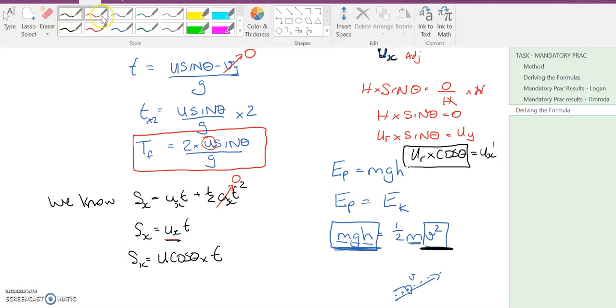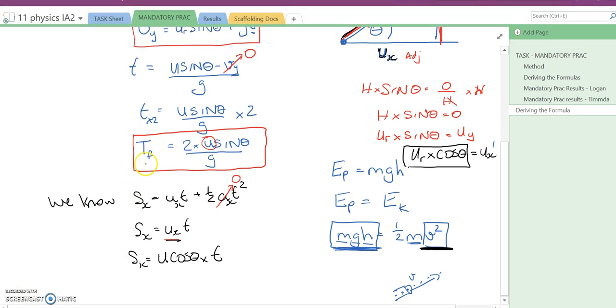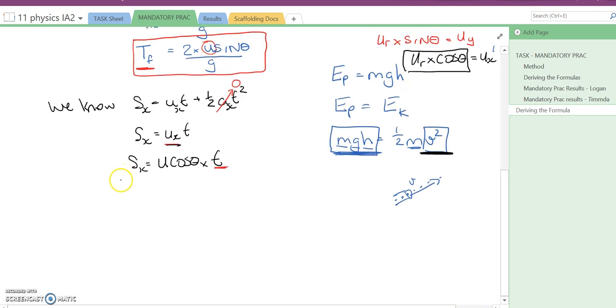But hang on, we just calculated something up here. We just said that the time is equal to 2 times u sine theta on g. So maybe we can go and put that down into here. So let's substitute in again. So we end up with Sx is equal to u cos theta multiplied by, well, let's put this in brackets for now, 2 times u sine theta over g.